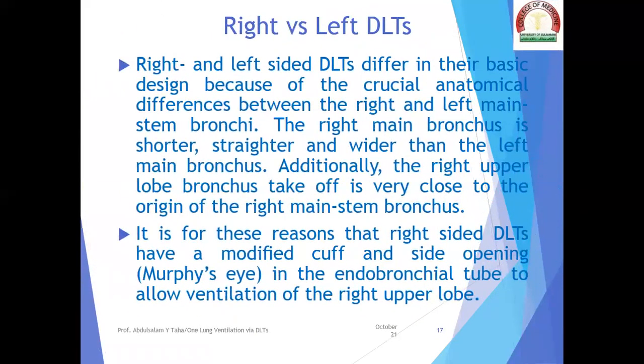What about the differences between the right and left-sided double lumen tubes? Right and left-sided double lumen tubes differ in their basic design because of the crucial anatomical differences between the right and left mainstem bronchi. The right main bronchus is shorter, straighter, and wider than the left main bronchus. Additionally, the right upper lobe bronchus takeoff is very close to the origin of the right mainstem bronchus.